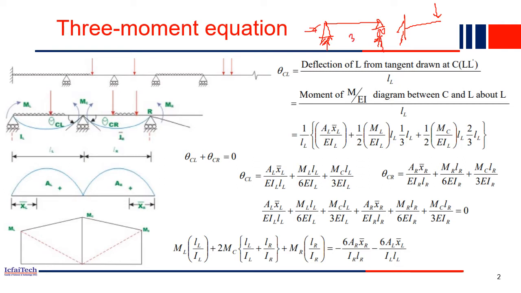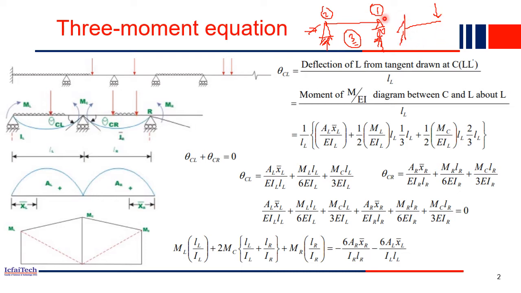So this structure has three unknown reactions. Here you have two unknown reactions, and in this support you have one unknown reaction. So total three unknown reactions, and we have three equations of equilibrium also. So easily we can compute all the reaction forces, and we can draw the bending moment and shear force diagram. We can calculate the slopes and deflections after application of the load. Everything we can do within this simple structure.